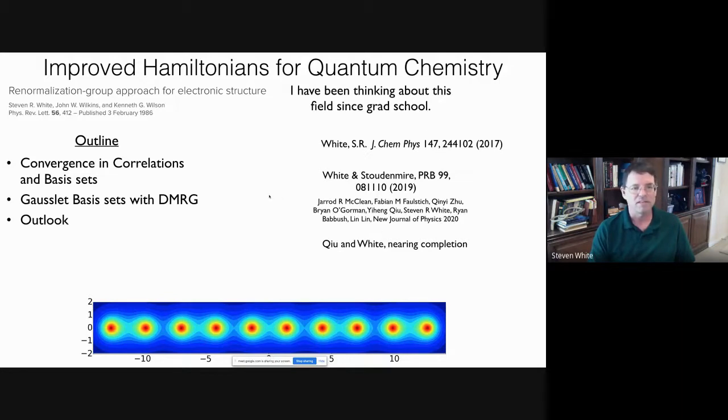I'll start with just some general issues about converging both in getting the correlations right and in the basis set size. And then talk about wavelets and our gausslet basis sets for use with DMRG, and potentially quantum computing, and then say a little bit about where we're trying to go.